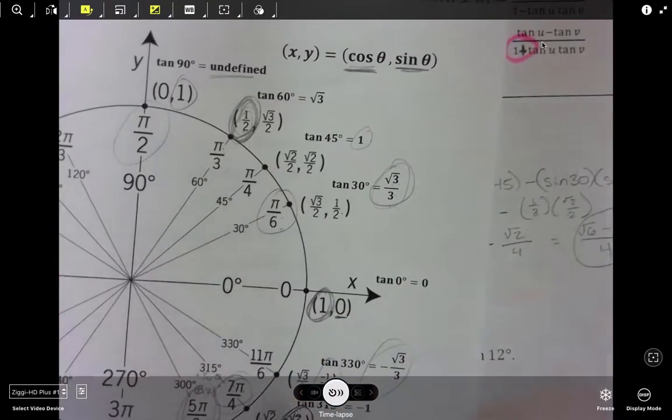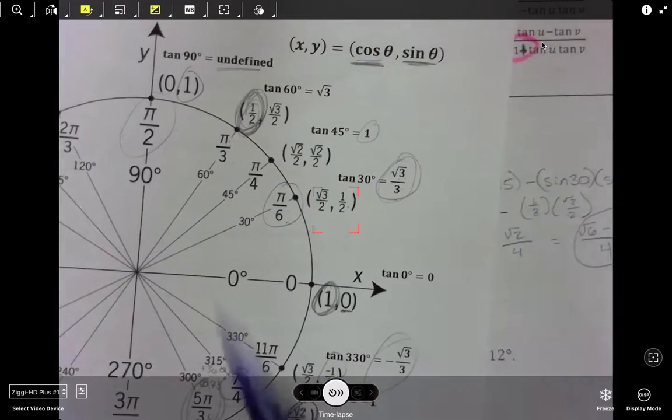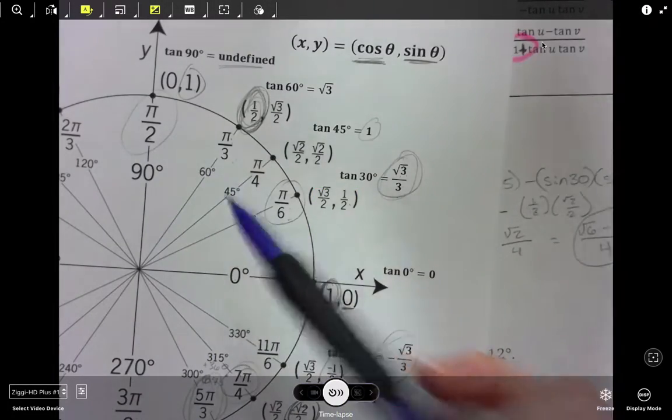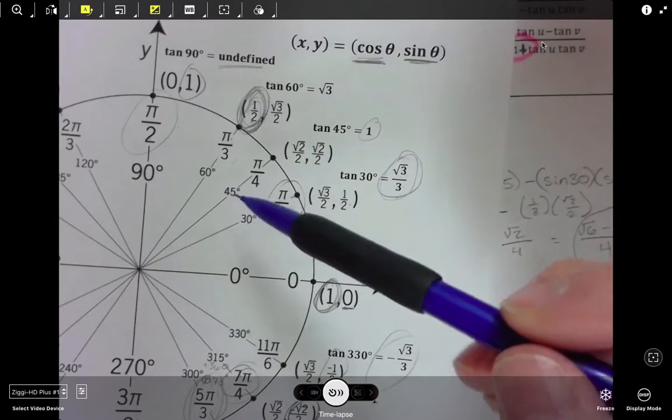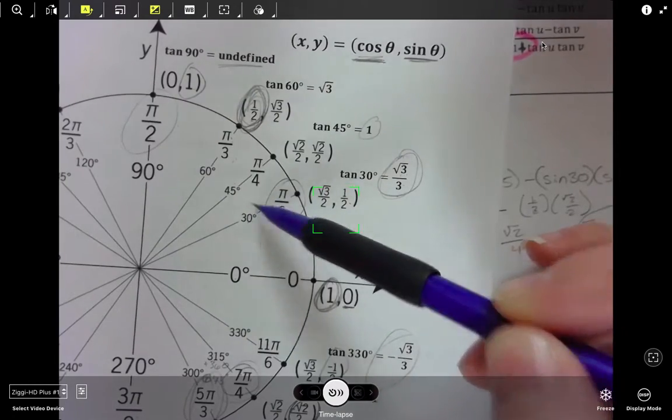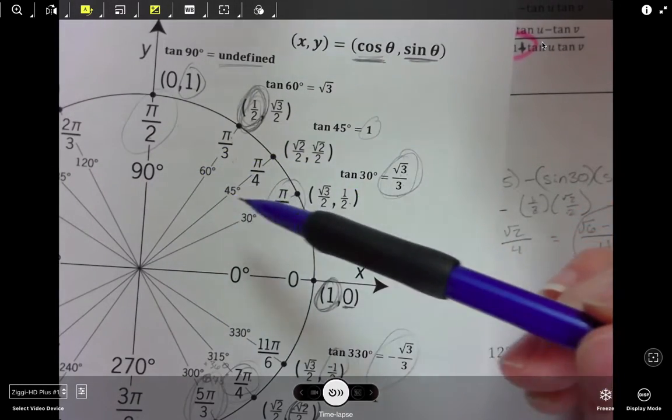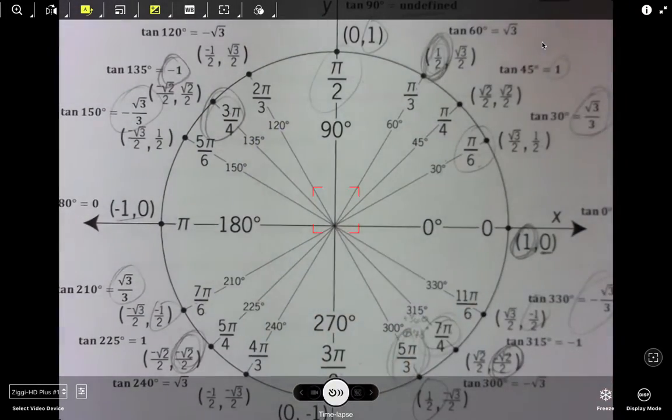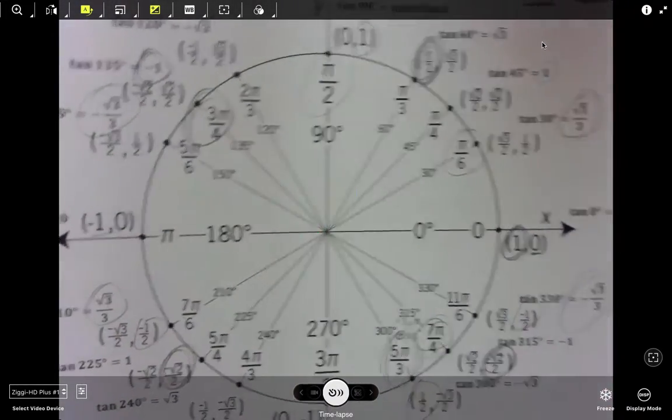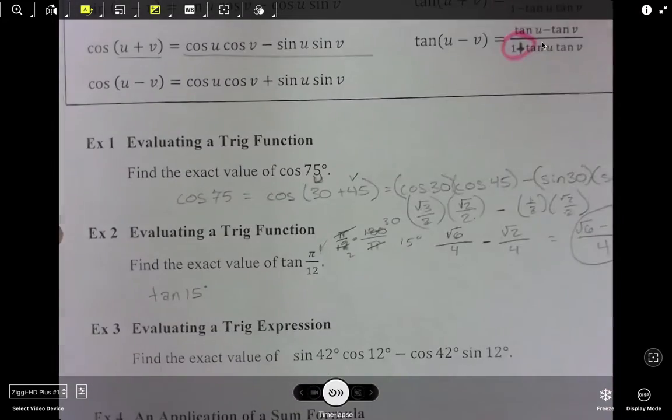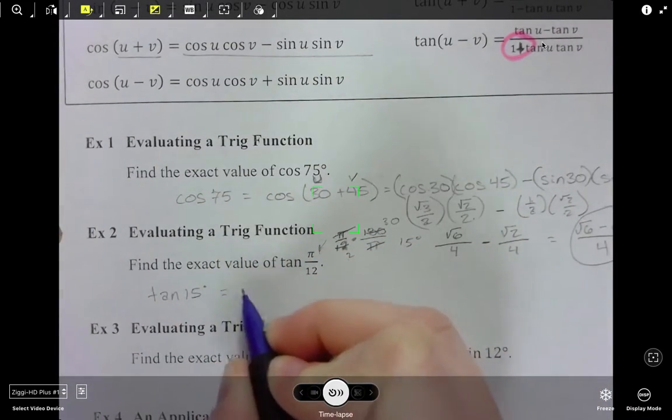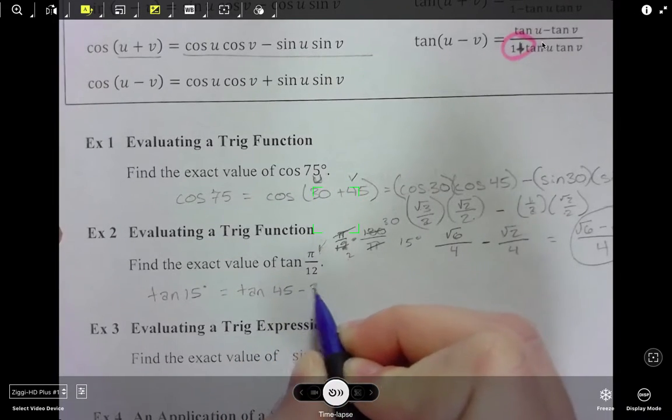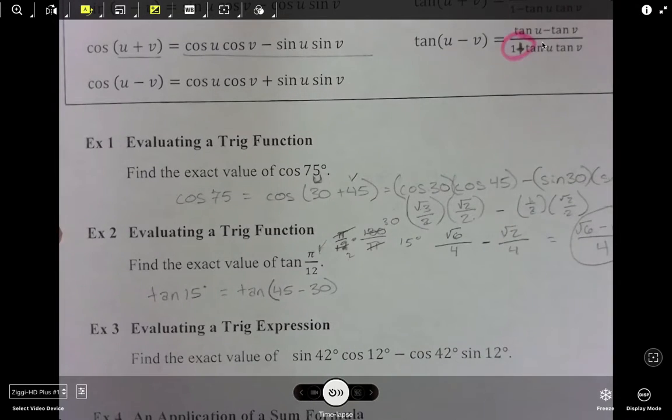And again, I don't have a 15 degree on my unit circle. But what I do have is 45 and 30, or I have 60 and 45. So I can do either tangent of 45 minus 30, or tangent of 60 minus 45, or tangent of 135 minus 120. Whichever one of those you want to do, I'm just going to use the smallest ones. I'm going to use 45 and 30 degrees. So let's do tangent of 45 minus 30. That's what he will break down into.